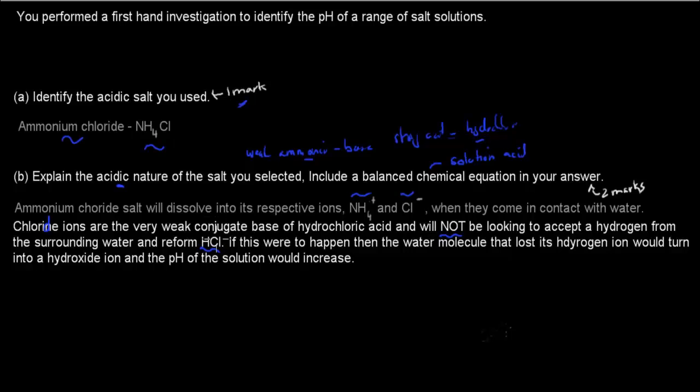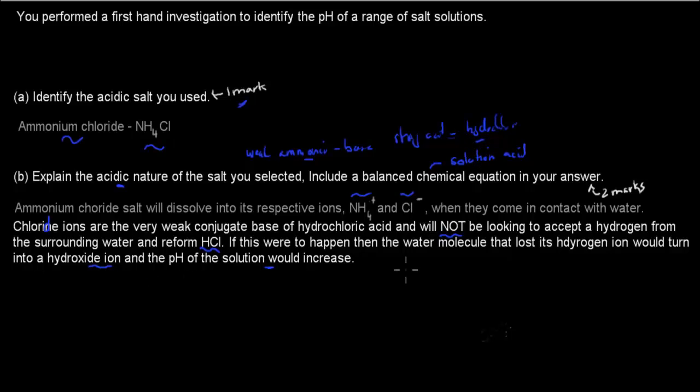They're not going to change, which means we don't have hydrochloric acid reforming. Because if the chloride ion were to accept a hydrogen, then the water molecule that lost its hydrogen ion would turn into a hydroxide ion, and the pH of the solution would increase. Then our pH would be higher than 7, it would be basic. But since this doesn't happen, the solution won't be basic.